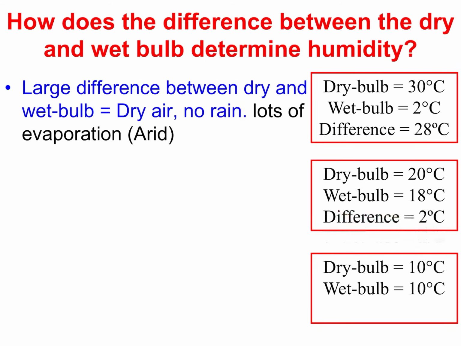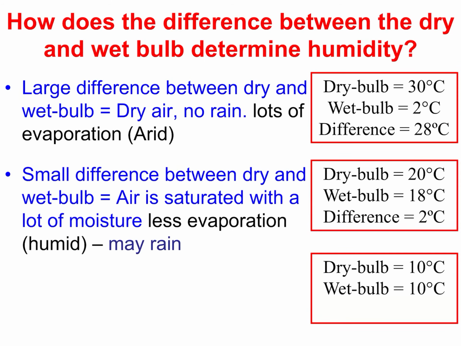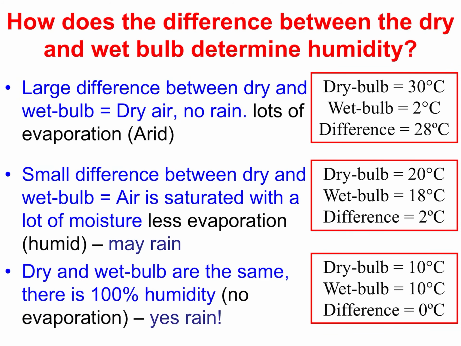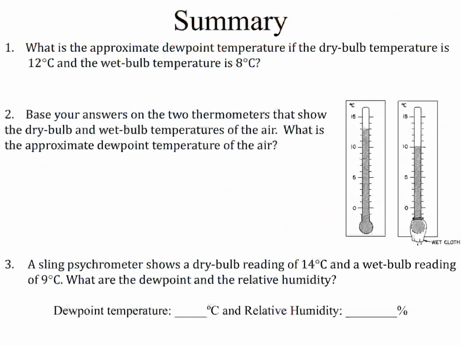Next one, 20 and 18, they're pretty close, so that means it's pretty humid. So you may have rain, but probably not likely. It's going to be humid though. And then the last one, the dry bulb and the wet bulb are equal. Difference of 0, you're definitely going to have your rain.